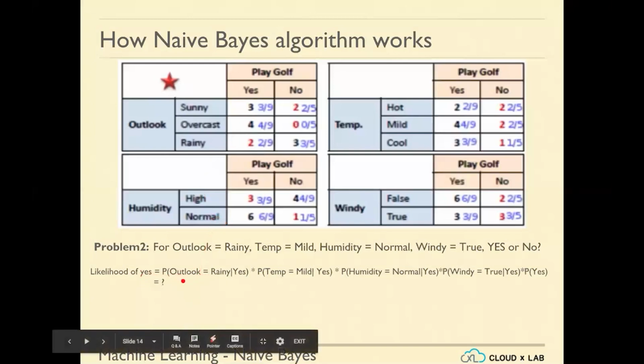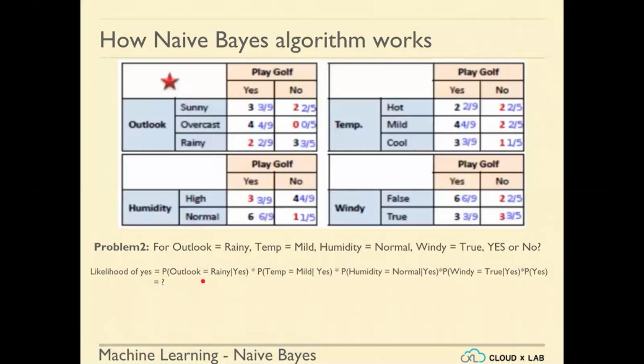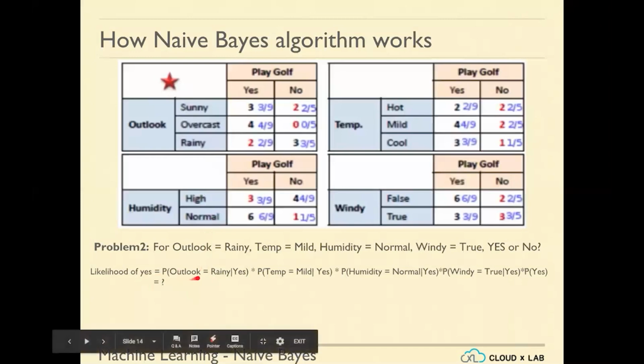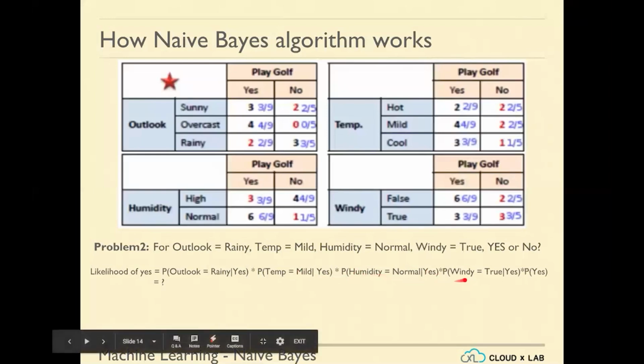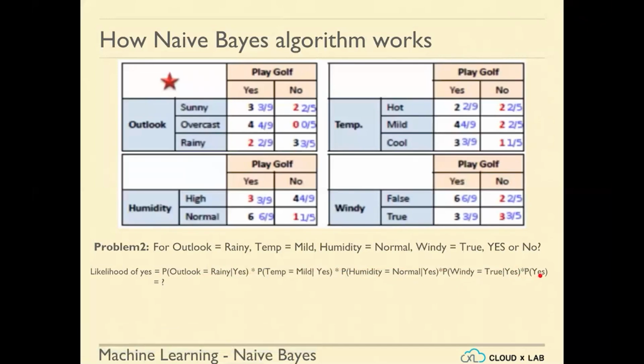So first of all, given that the outlook is rainy, what is the probability of yes, multiplied by, given the temperature is mild, what is the probability of yes, given that the humidity is normal, what is the probability of yes, and then we multiply all of them together, and then we multiply it by yes. Okay. All right.